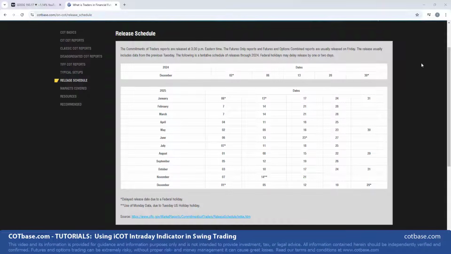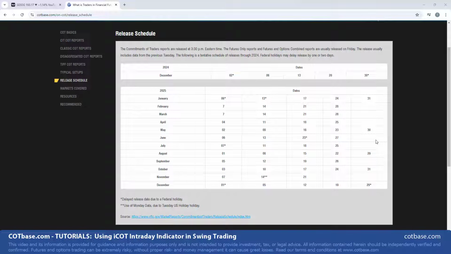By the way, if you are interested in when these reports are issued, you can actually find the release schedule here at COTBase.com. This is the official release schedule by CFTC. You can find exactly when the reports are issued. Don't forget, the Commitments of Traders report is weekly data.